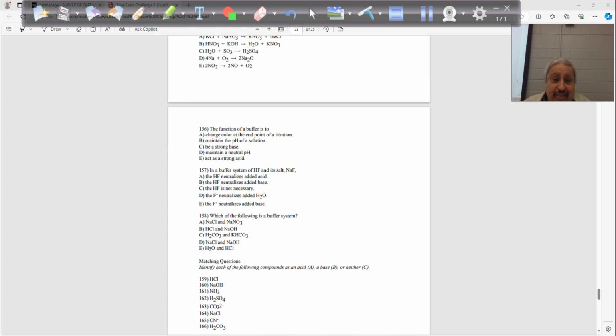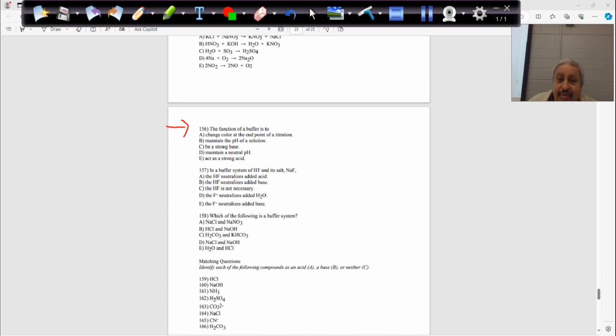So guys, here it is. Now you tell me about the buffer. We are looking at this one here. A function of the buffer is 2. We have A, B, C, D, E. Which one? I'm not reading. You tell me the answer. E. E is not correct. We said B. Yes, B is correct. Maintaining the pH of a solution. It does not allow the pH of a solution to go up or go down.